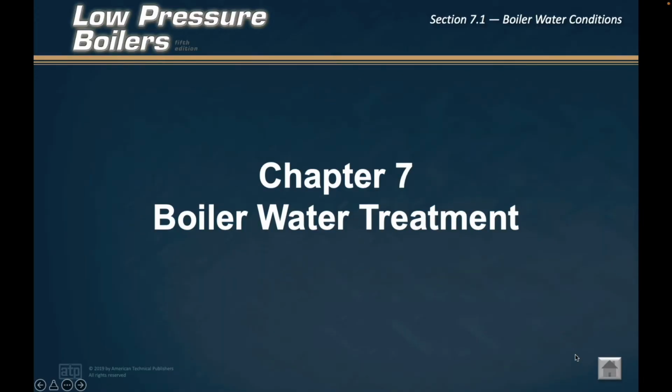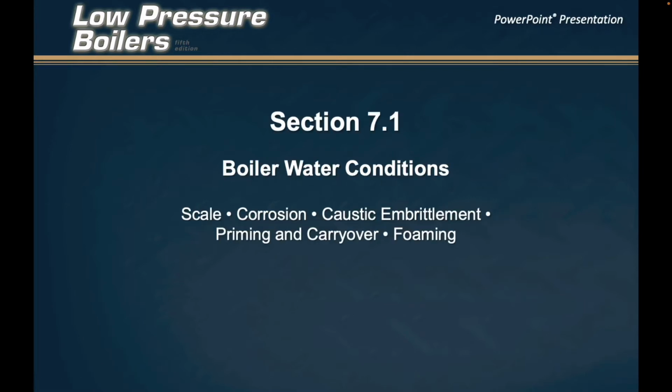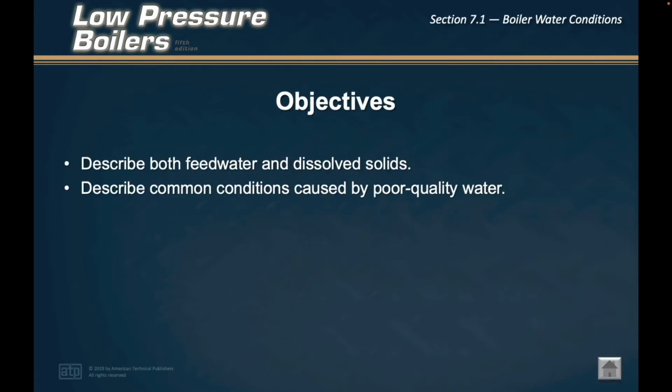Chapter 7, Boiler Water Treatment. Section 7.1, Boiler Water Conditions. After this section, you should be able to describe both feedwater and dissolved solids and describe common conditions caused by poor water quality.